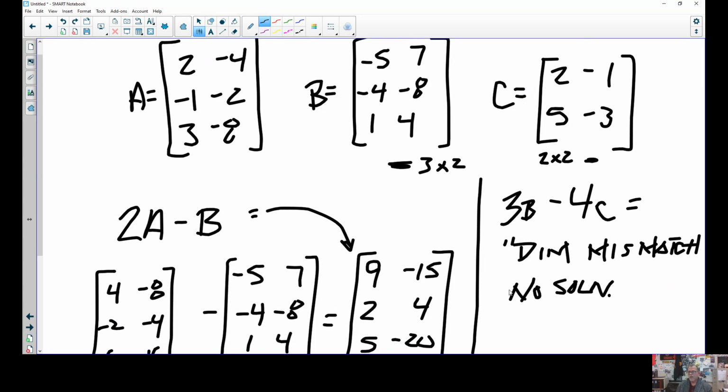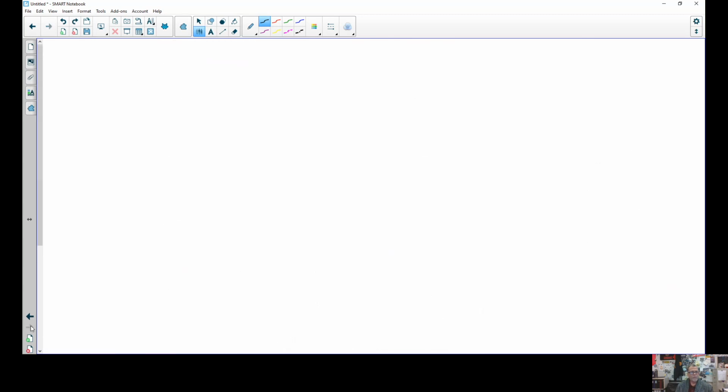So that is our operations. Those are our addition, subtraction, multiplication type of operations with these matrices. Now, the one thing we didn't talk about, we got one thing left, and this is going to take a minute. All right, we have one thing left, and that's multiplication of matrices.